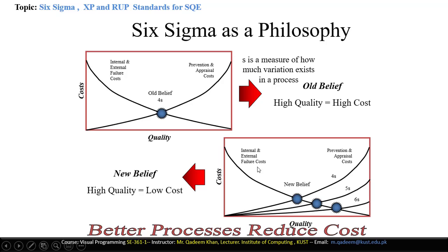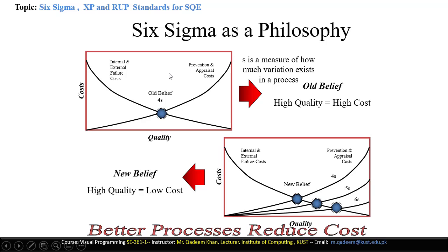So Six Sigma is better than the old beliefs. According to Six Sigma, high quality means low cost. With low cost we get high quality, while the old belief says that high quality can only be obtained through high cost. But for software, the cost of development is decreasing day by day. So that's why we can get a high quality product at low cost.